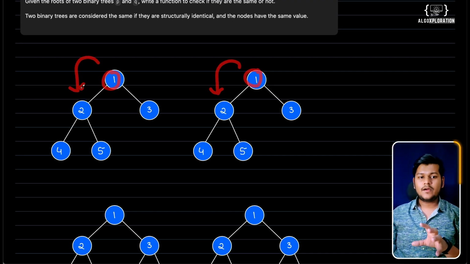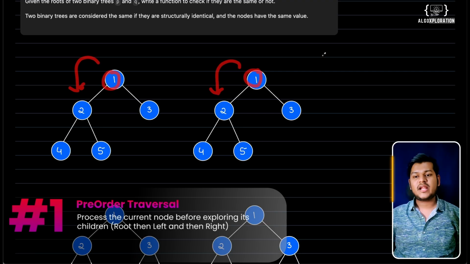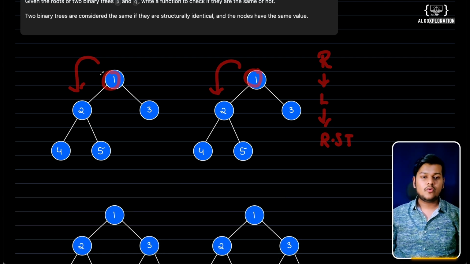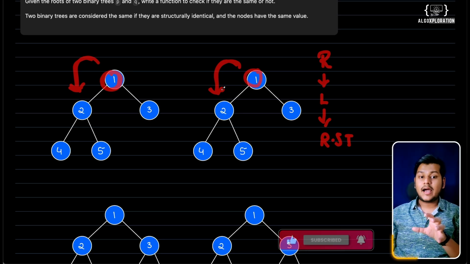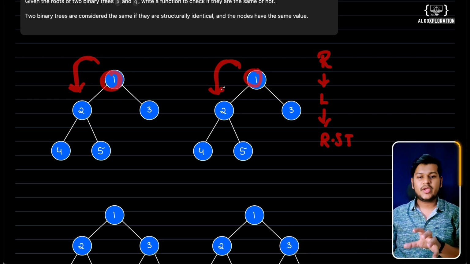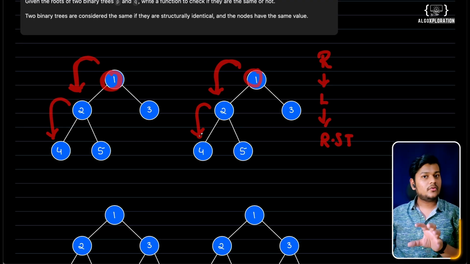So to solve this problem, I will be traversing, and over here I'm having a pre-order traversal. That means first I'll process the root, then I will go for the left subtree, and then I will go for the right subtree. So over here, I'm going for the left. When I'm going on the left hand side, I am simultaneously going for both the trees. Over here also, I can see 2 and 2 are same, so I can go again on the left hand side. Here also, I can see that both 4 and 4 are same, so I will go on the left hand side.